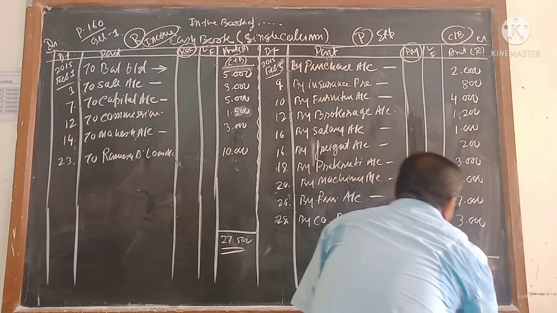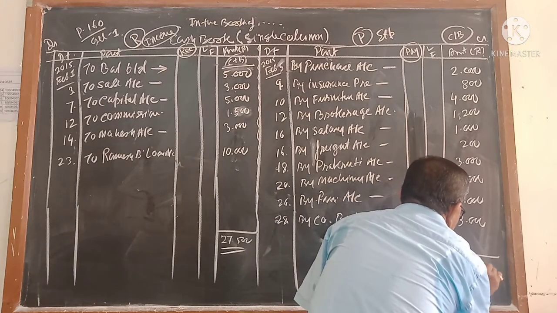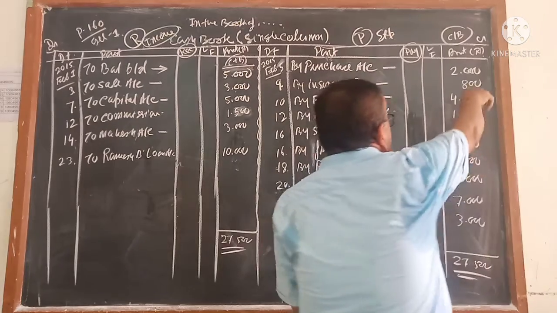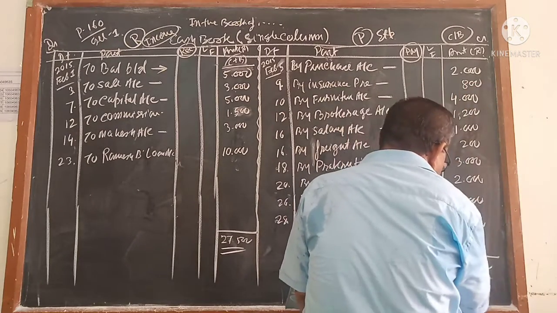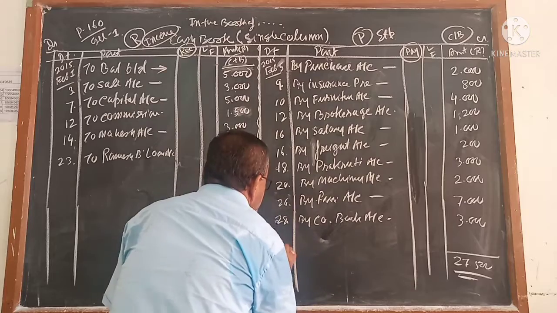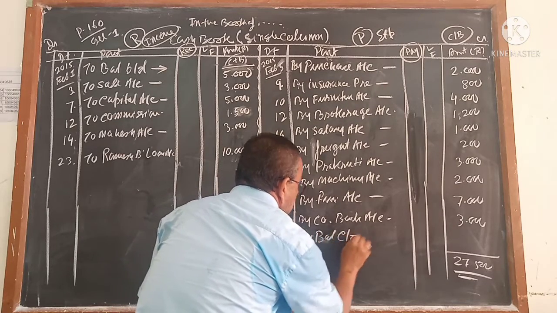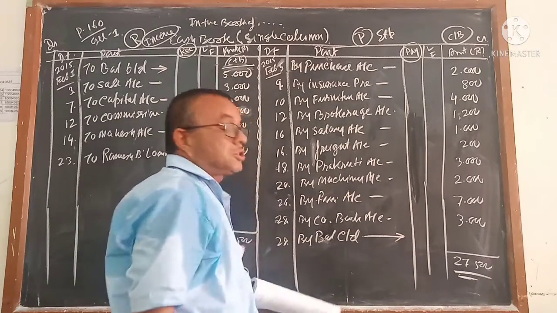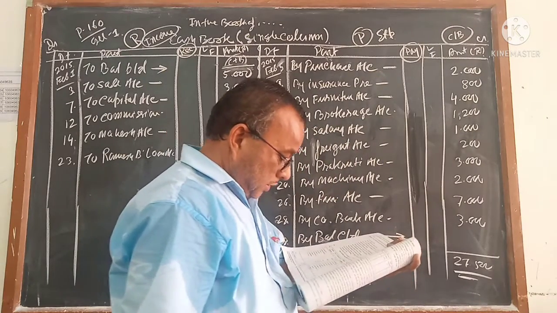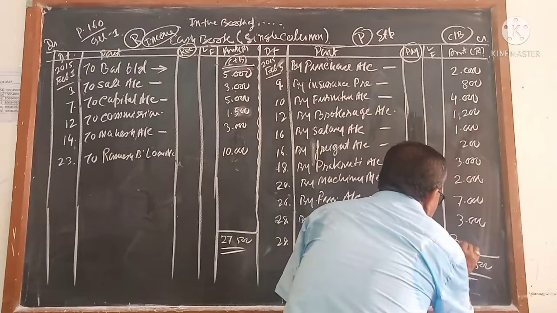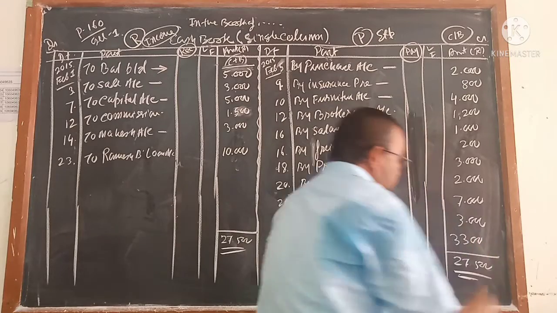And that you write here, 27,500. And the difference, the total of this side minus this, will come as the balance. That you write as by balance CD. CD means carried down, or CA also you can write. That comes 3,300. How is it coming?